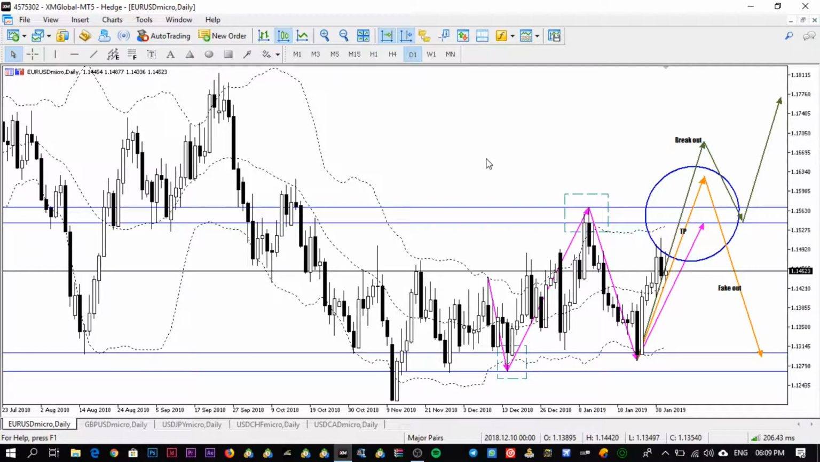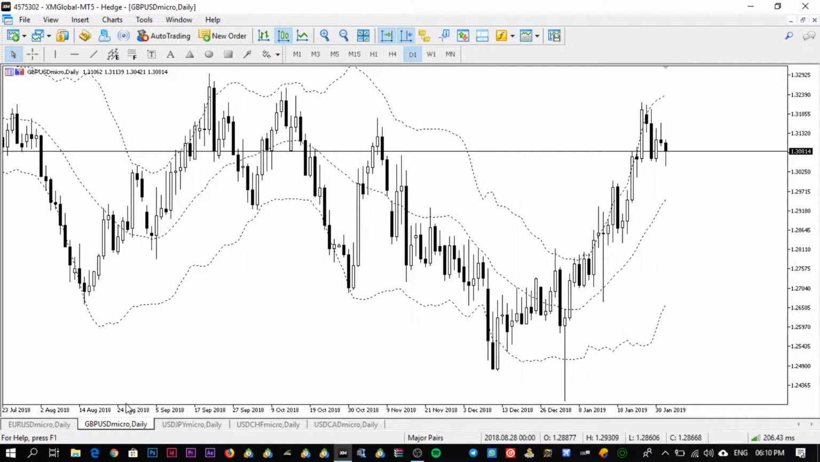Now, as I've pointed out, this was very short and very simple, and it's always advised to keep your analysis very simple. Minimize the noise so that you can have a clearer picture and precise signals. Right, let's move on to our next pair, which is the pound against the United States dollar.